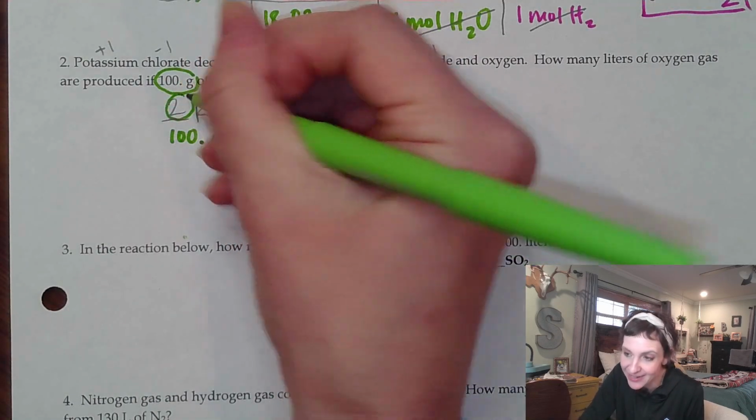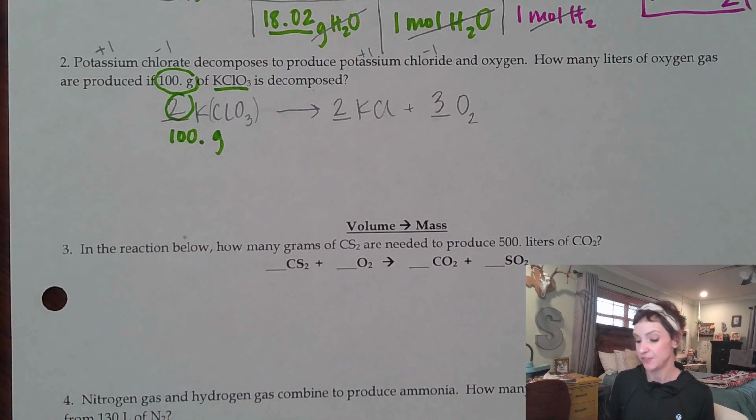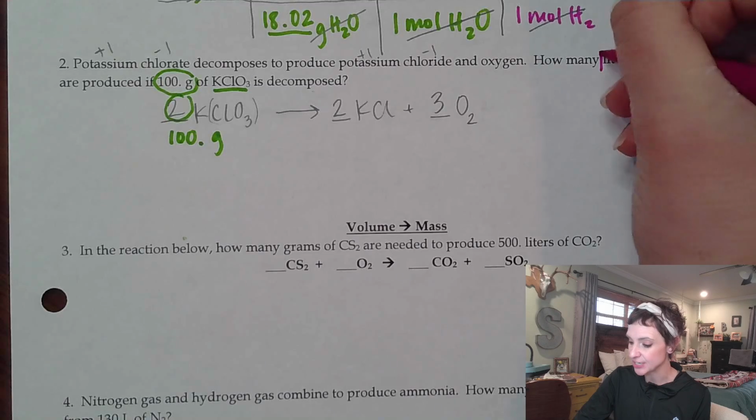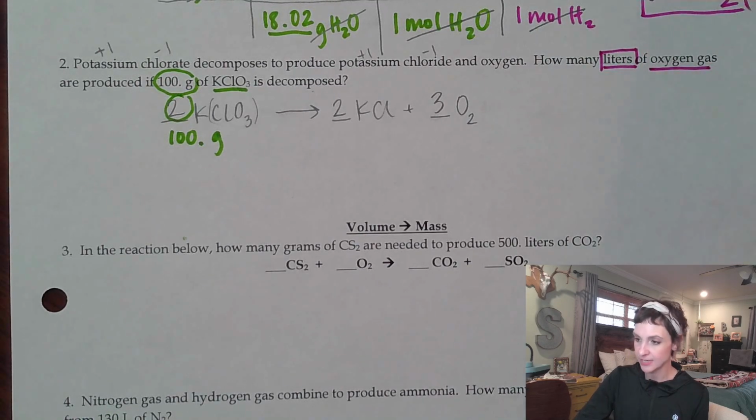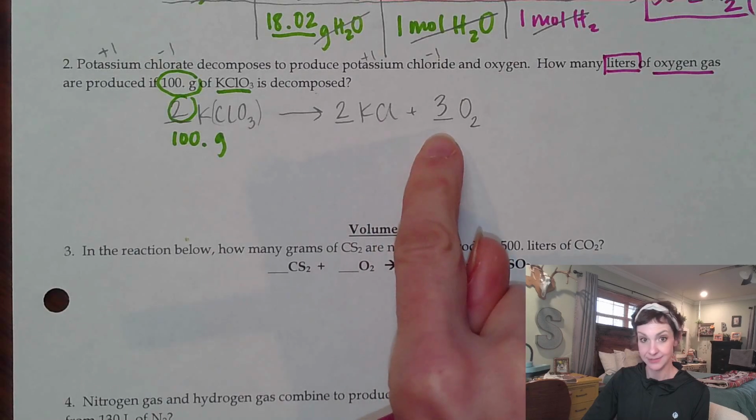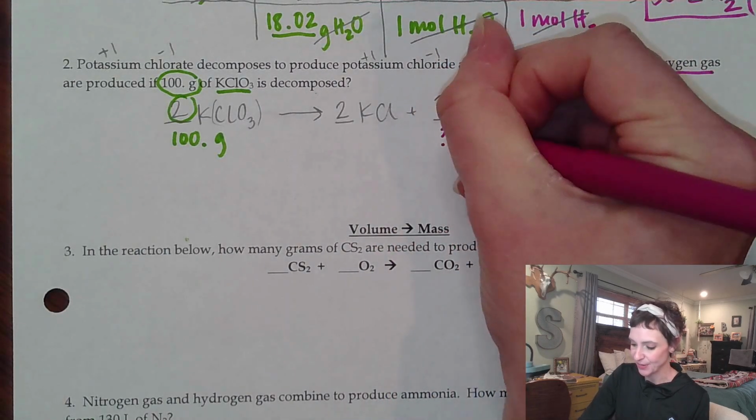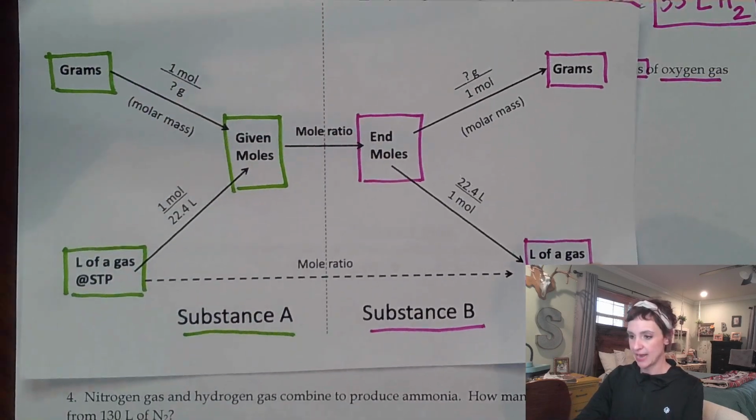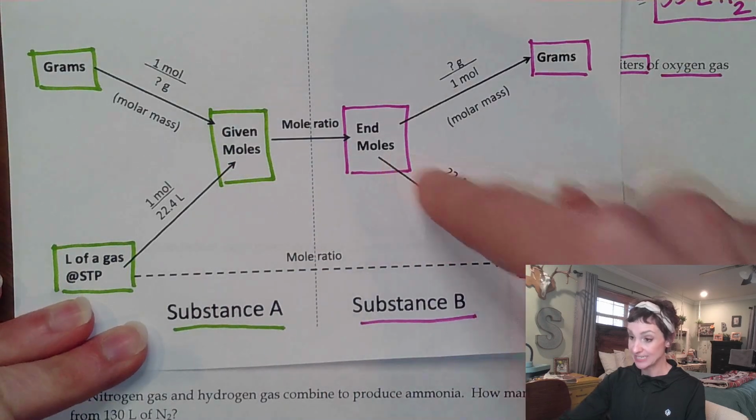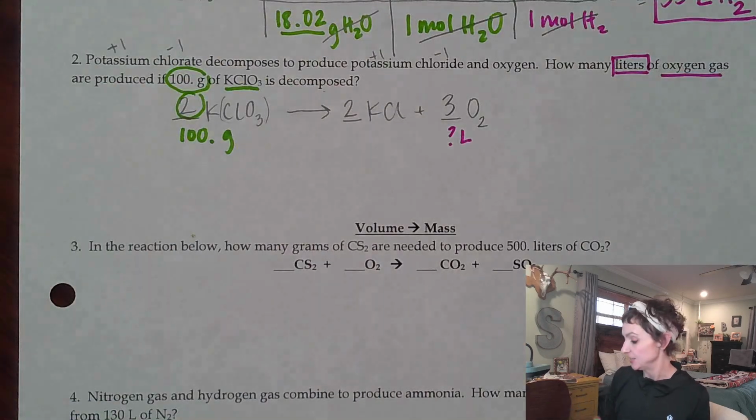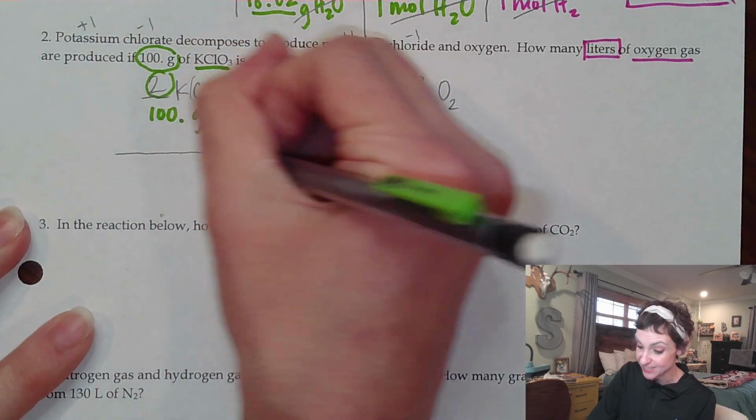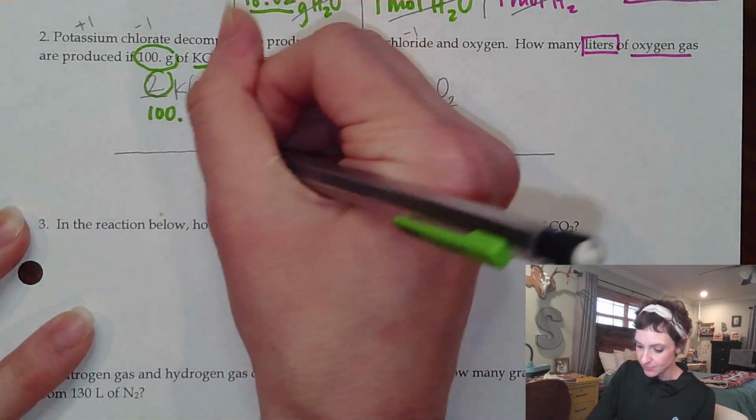Maybe I'll circle my coefficient for the mole ratio. And then what am I trying to solve for? How many liters of oxygen? Well, who's oxygen? That guy right there. So we're going to write question mark liters. So we're going from grams to moles to moles to liters of that gas under standard temperature and pressure. Let's see if we can let our units do the walking and talking to tell us how we would get this as 3 steps.